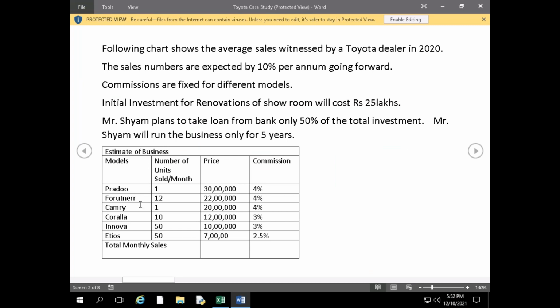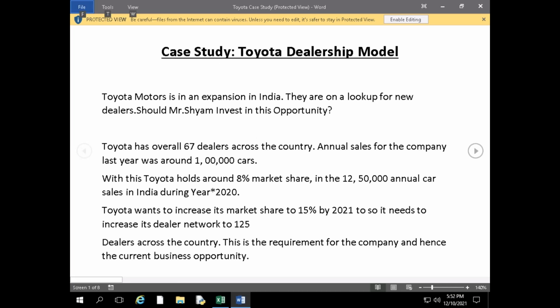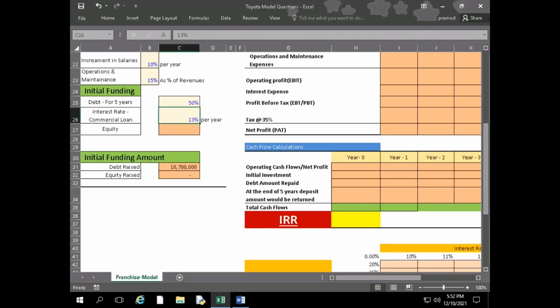They wanted to find out what commission the other car models are giving for one sold. So they have the estimate of the business. If I wanted to take the franchise of the Toyota dealership, the interest is 13%. You only know, sir. It is not given, so we can add that in the question. Yes, you can add it. Interest rate of the commercial loan will be 13% per year.